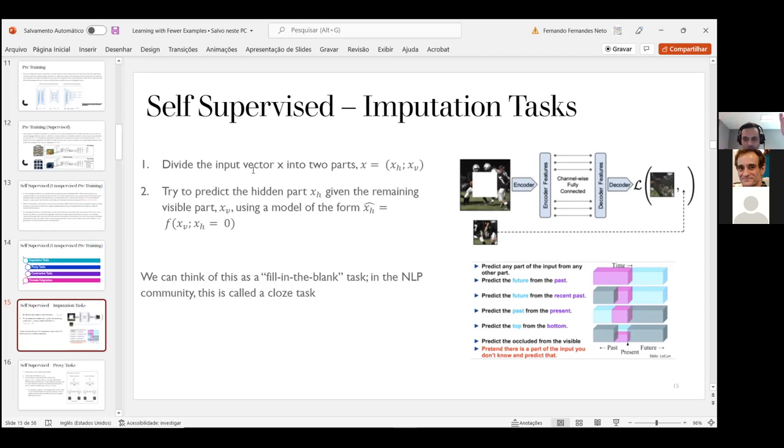If we think of, for example, a time series or an NLP problem, which is a sequential problem, we could predict any part of the input from any other part. So here the idea would be to predict the future from the past or the future from the recent past, or predict the past from the present, or predict the top from the bottom. So basically we try to predict the occluded from the visible, right?